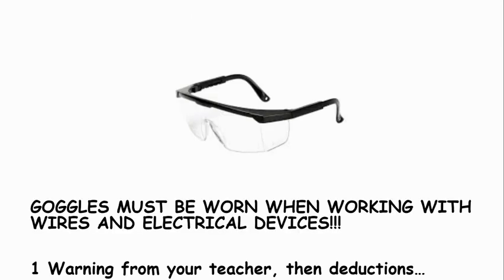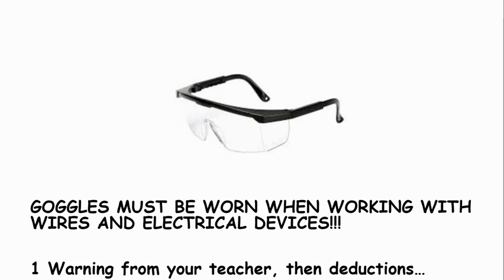All right, and the most important piece of equipment that you have are your safety goggles. The rule in our class is going to be that the goggles must be worn when you're working with wires and electrical devices. In fact, that means even if your partner or the person at your table is working with these things, you have to wear your goggles. The main reason is because when you cut wires, a lot of times small pieces shoot off at high speed, and if that goes into your eye, it's going to cause a problem.